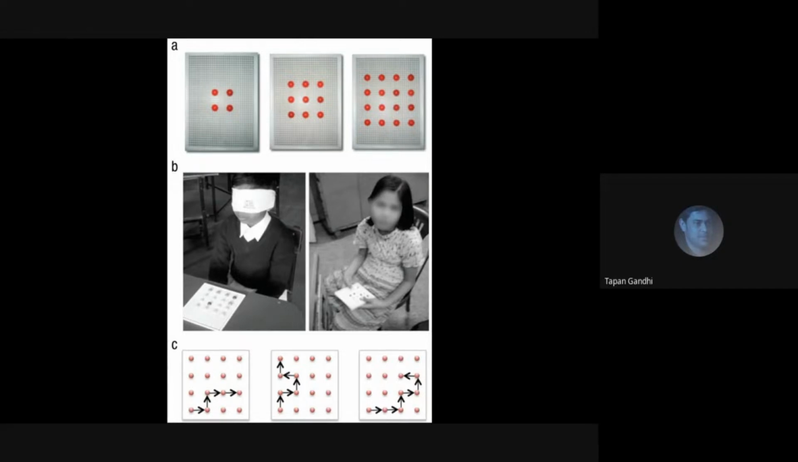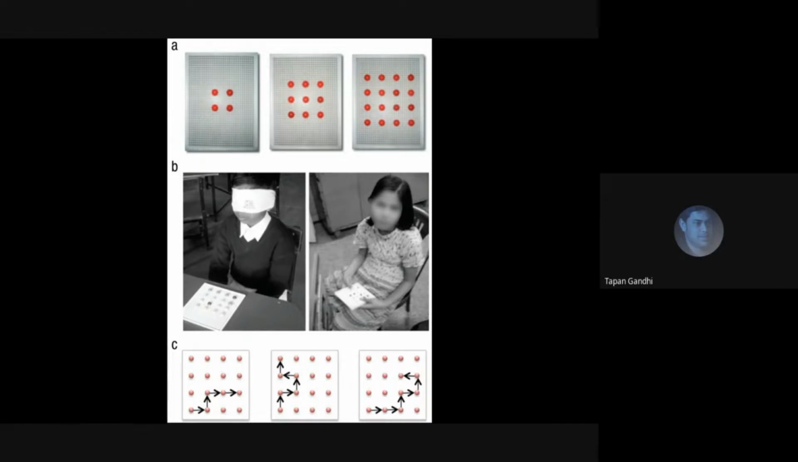So what I did, I went to a nearby shop and purchased some toys, a child's toy. You must have seen it in your home also, right? In this toy, I created a matrix, 2 by 2, 3 by 3, and 4 by 4 matrix. You can see in this picture the blindfolded boy, he's a normal child who can see, and the right side picture is a blind child.